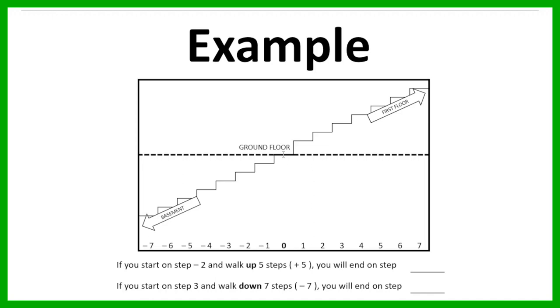So over here, the ground floor is zero. That is our zero point over there. So the step for ground floor is step zero. As we go up the steps, you can see that they are numbered 1, 2, 3, 4, 5, 6, 7. So as we go higher and higher away from zero, our step numbers go up from 1 to 2 to 3 to 4 to 5 to 6 to 7. Then as we go below zero, below the ground floor, our steps are numbered -1, -2, -3.